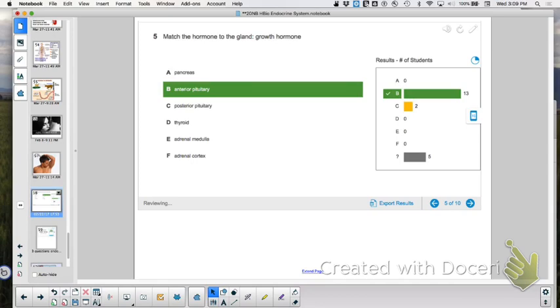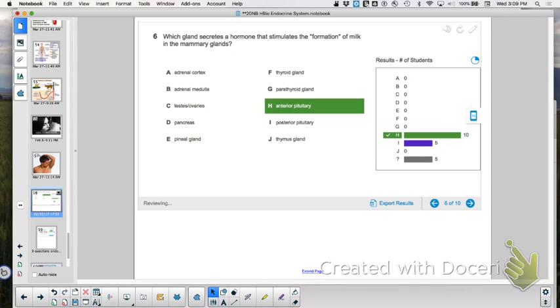Good. Growth hormone is anterior pituitary. 2 people picked post-pit. What are the only ones that come out of the post-pit? Oxytocin and ADH. Okay, number 6. Which gland secretes a hormone that stimulates the formation of milk in the mammary glands? That would be the anterior pituitary, and name that hormone. Prolactin. Good.